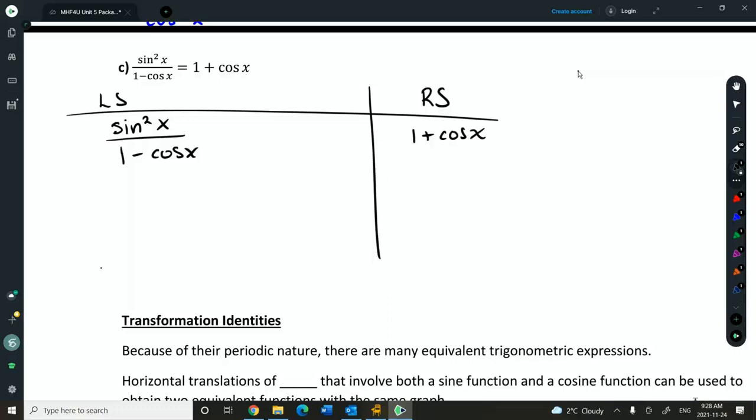Okay, so a couple things that I would look for. Firstly, I usually work with the more complex side to try and simplify that. Also, I'm noticing that the right side doesn't have any sines in it. So probably we might have to do something to express this in terms of cosine. So Lucas, what did you do? I started by multiplying the numerator and denominator by 1 plus cos x.